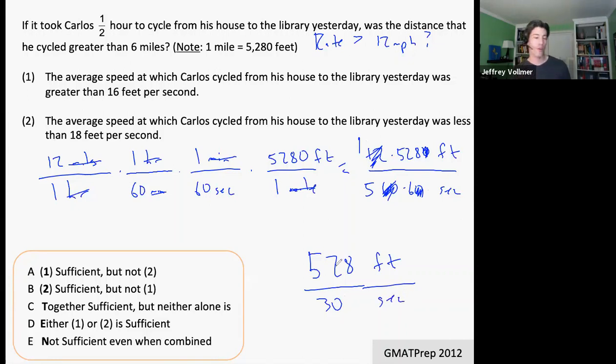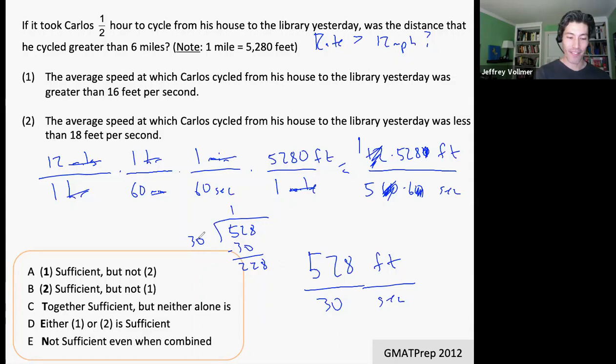At this point, I don't think you can do a lot of good work of simplifying. You're just going to have to do the long division. So let's do that. How many times does 30 go into 528? Well, 30 goes into 52 once. Do some subtraction. Not a really fun way to do this, but it's going to have to happen. And then I know 30 goes into 210 7 times.